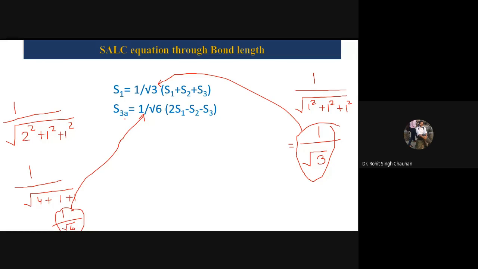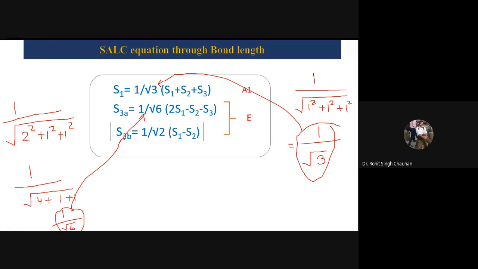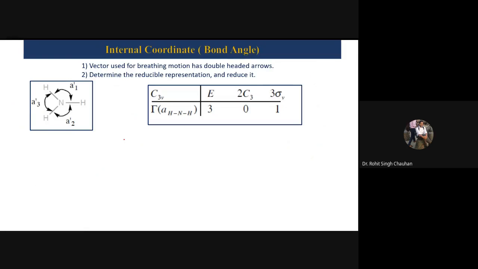Okay, I will tell you why. Now, this is S3B. Why is it S3A, S3B? Because it belongs to the E category. Remember, this one is for A1, this one for E. That's why I have written 3A and 3B, belonging to the same category. The only variation is A and B. Okay, so this was across the bond length. Now, we will start for the second internal coordinate, and that is bond angle.